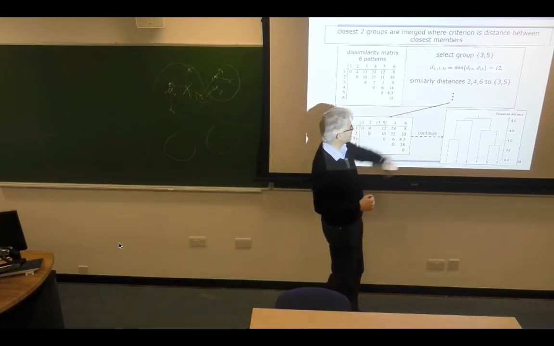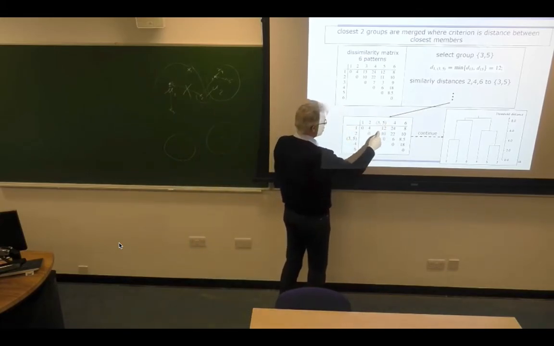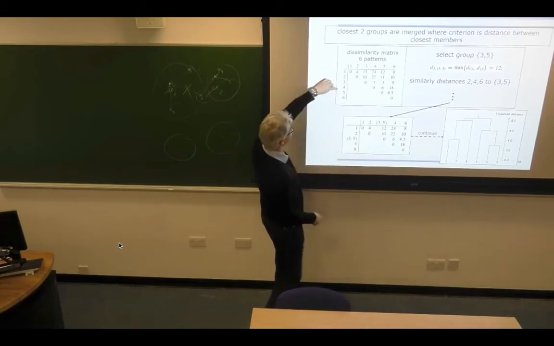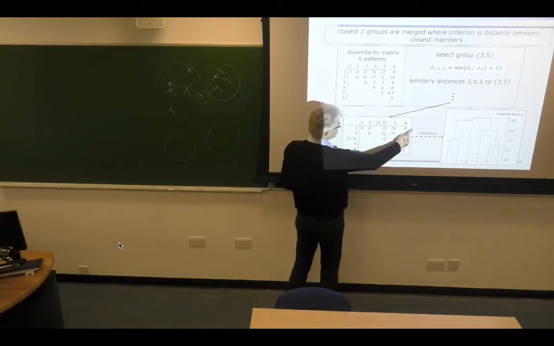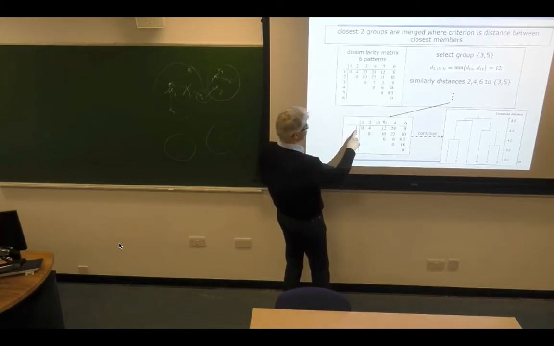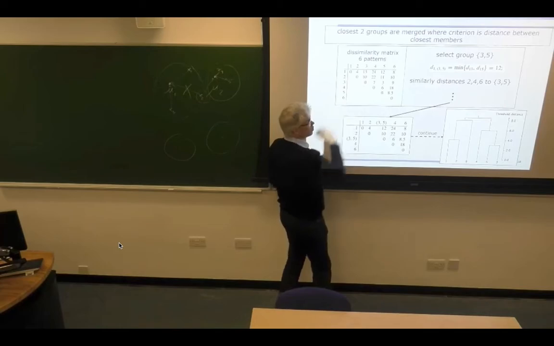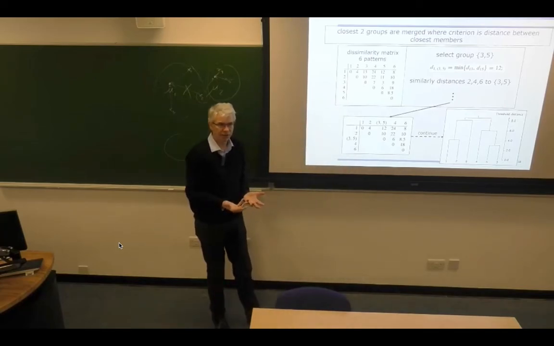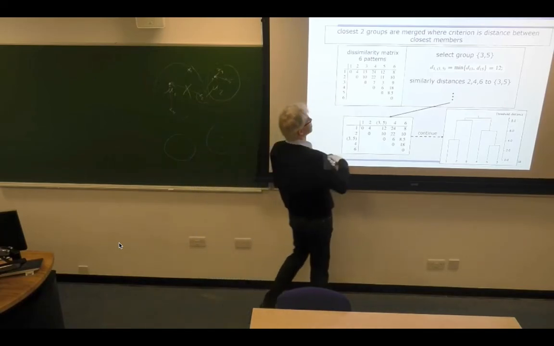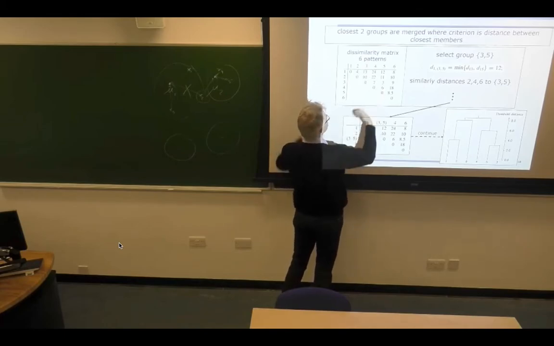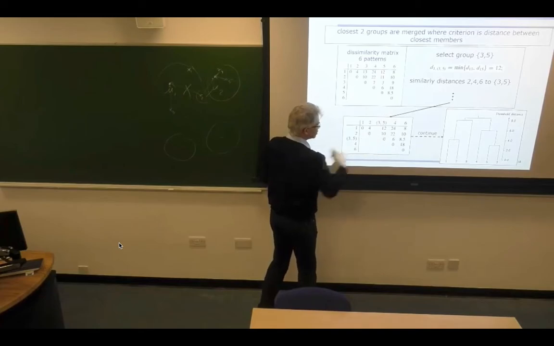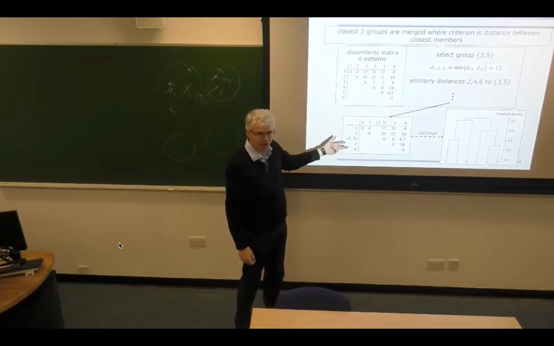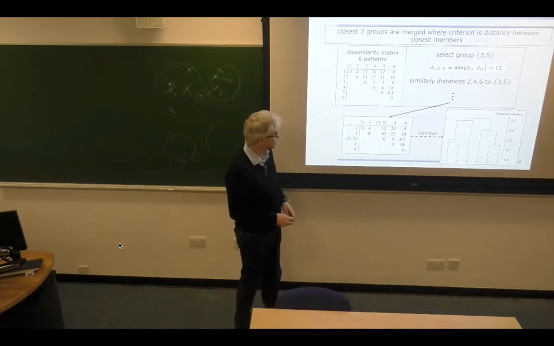Once we've done that, we've now got our merged cluster 3,5 that replaces these two, and we can see that many of the dissimilarities are still the same. The dissimilarity between 1 and 2 is still 4, so we don't have to recalculate that one. But we do have to throw away all the ones to do with 3 and all the ones to do with 5 and recalculate the ones between our merged 3,5 cluster and all the others.